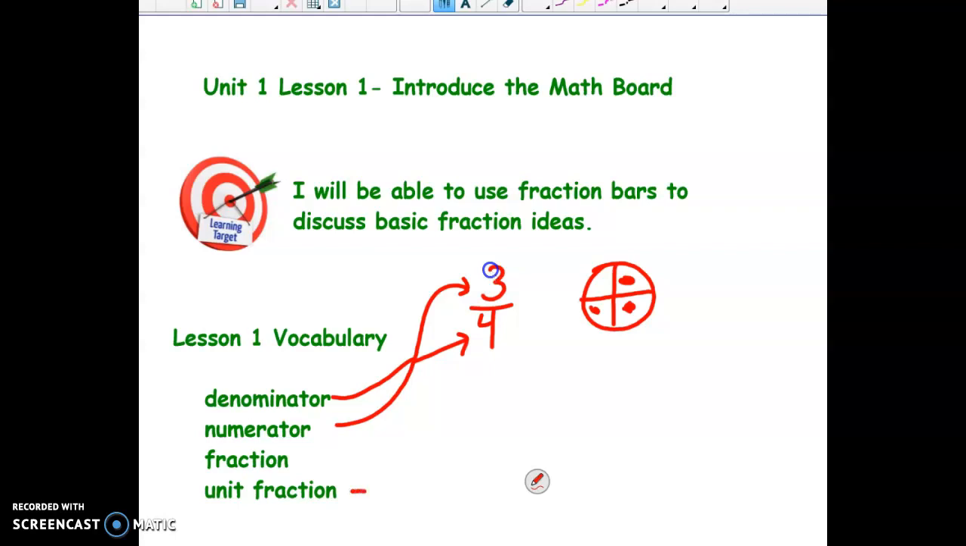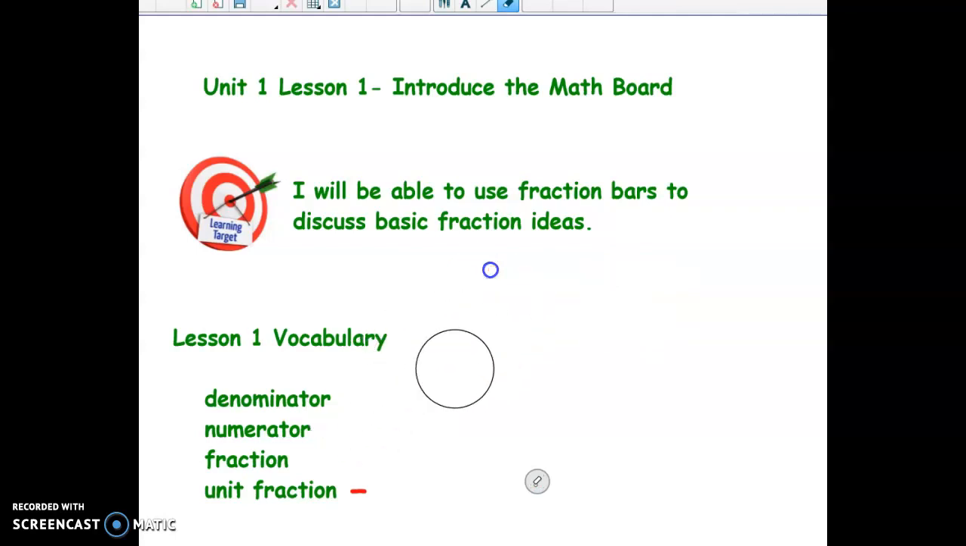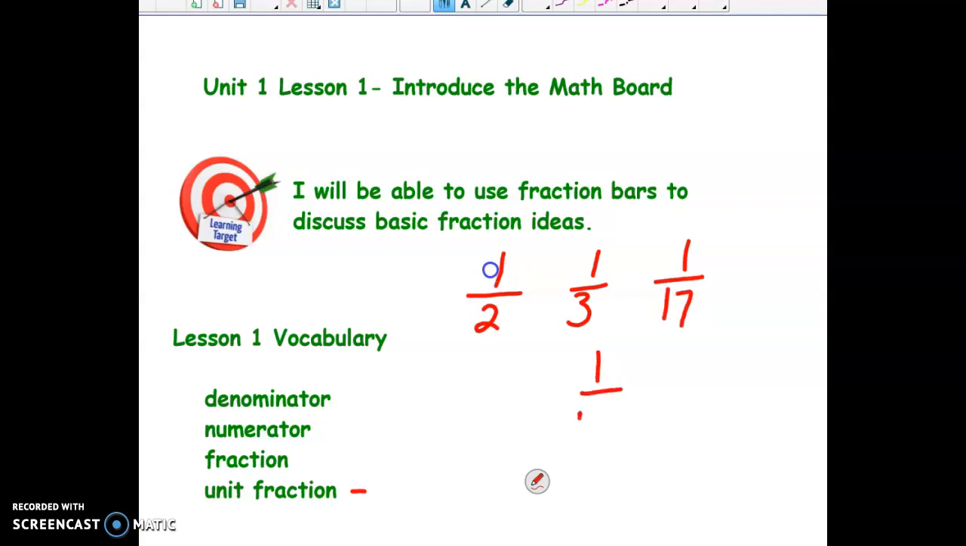Unit fraction might be a new word for you, and a lot of parents are confused by it, but really, unit fractions are so easy. All a unit fraction is, is a fraction with a 1 in the numerator. So 1/2 is a unit fraction, 1/3 is a unit fraction, 1/17 is a unit fraction, 1/112 is a unit fraction. So when you're talking about one of a certain group of pieces, it's a unit fraction.